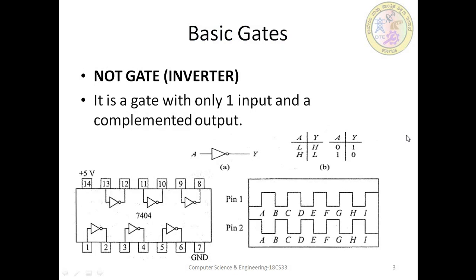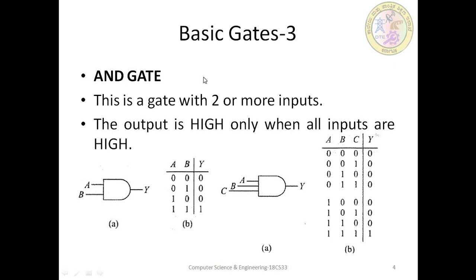Let's directly move into the basic gates. First, let's start with the NOT gate. The NOT gate IC is the 7404, a 14 pin IC. As I said earlier, it has only one input, and its output will always be the inverse of the input. That means if we give 0 as an input, 1 will be the output, and if we give 1 as an input, 0 will be the output. Here you can see the wave diagram of a NOT gate.